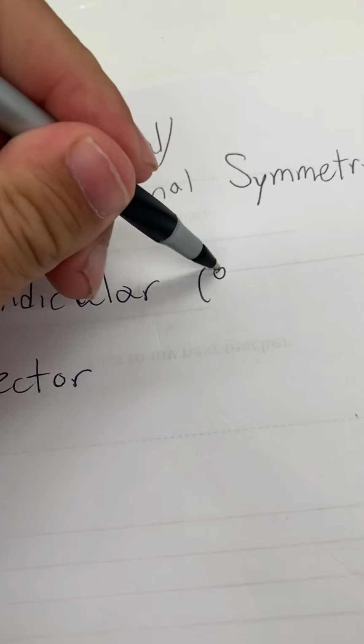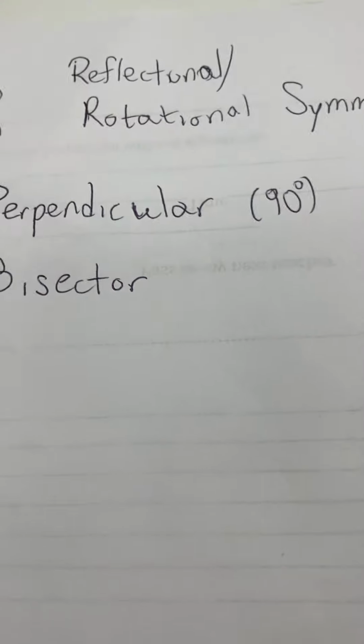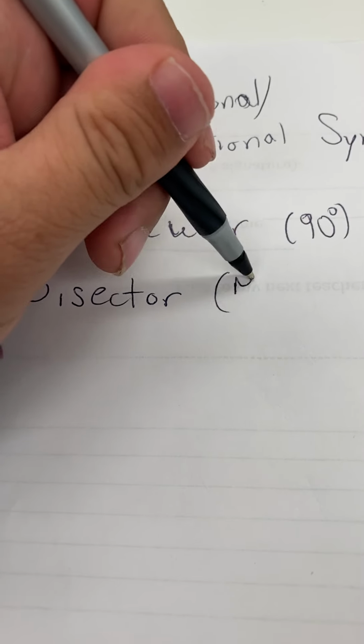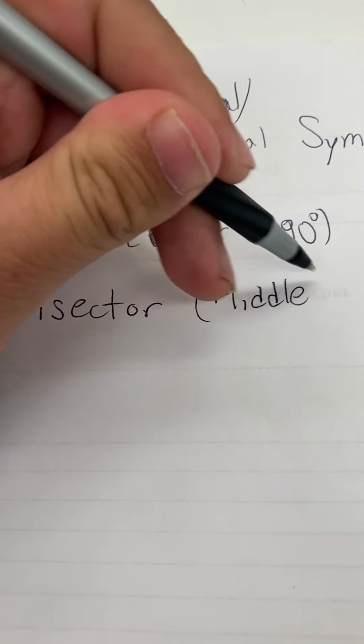We normally say that we reflect across the perpendicular bisector. We can't just say middle, that's not quite accurate enough. Perpendicular meaning 90 degrees, you probably remember that from a couple lessons ago. Bisector meaning middle, exact middle of a side.